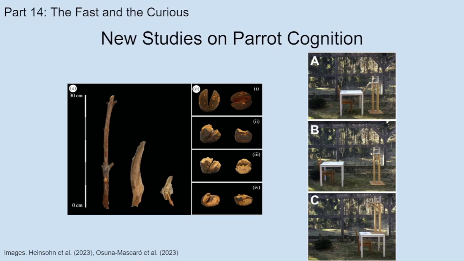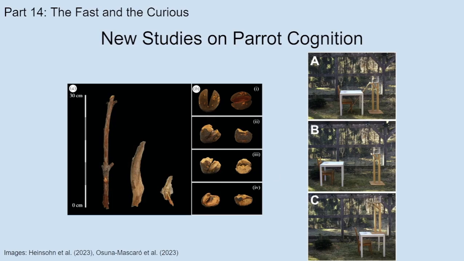And so what the authors of this study did was that they looked at the shapes of the tools that were made by these male palm cockatoos. So on the left, you can see some sticks that were made as drumsticks by the cockatoos. And on the right, you can see various seed pods that they've nibbled into various different shapes.